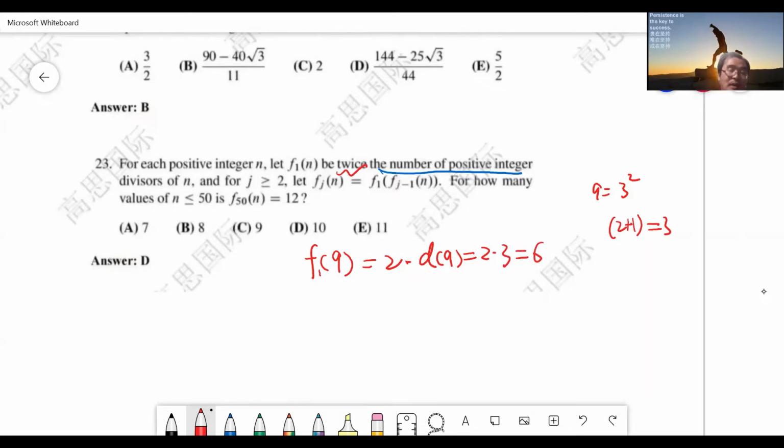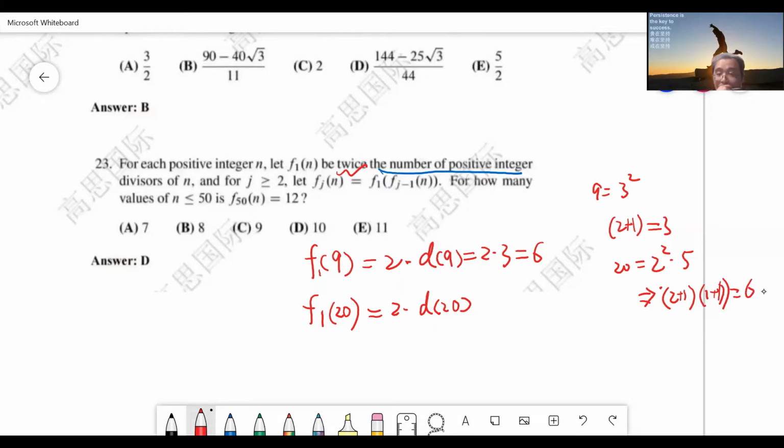Let's look at another example. F1 of 20 is 2 times the number of divisors of 20. 20 equals 2 to the power 2 times 5, which gives 2 plus 1 times 1 plus 1. So there are 6 divisors. Now we already understand what f1 is.